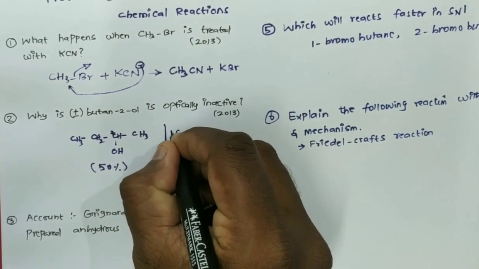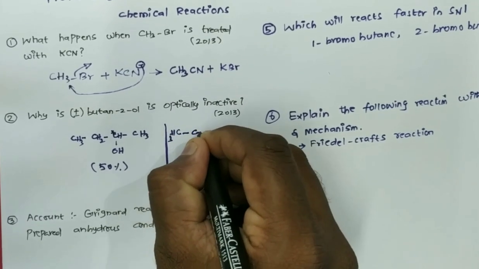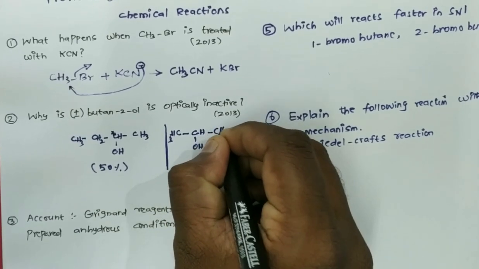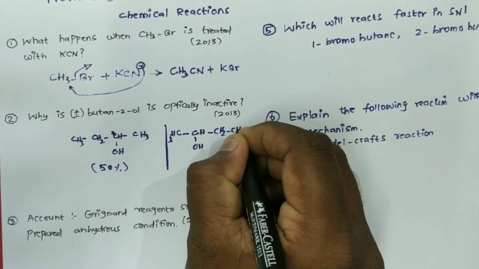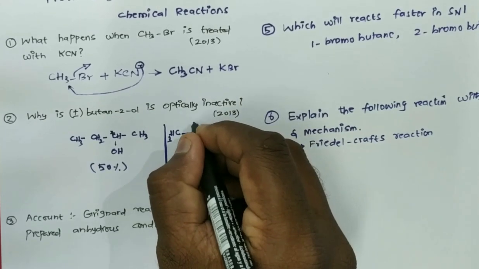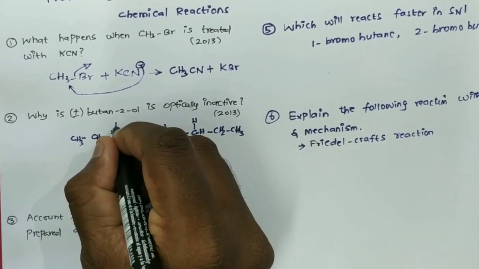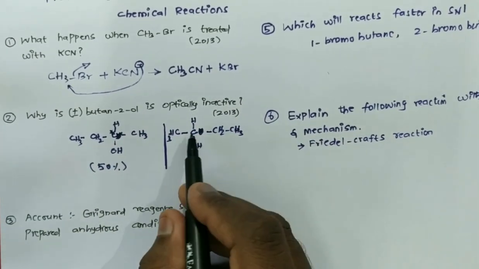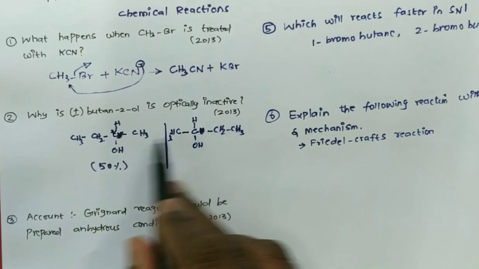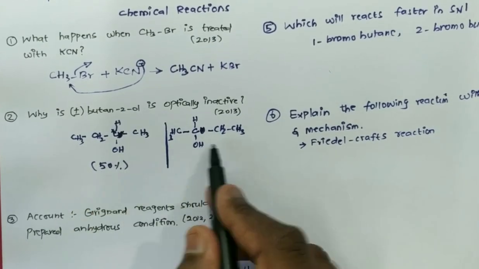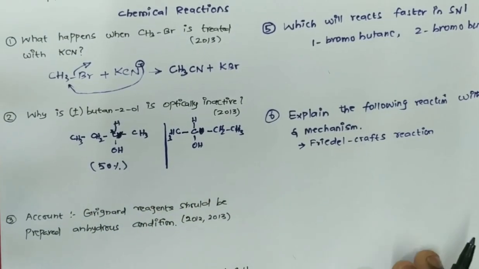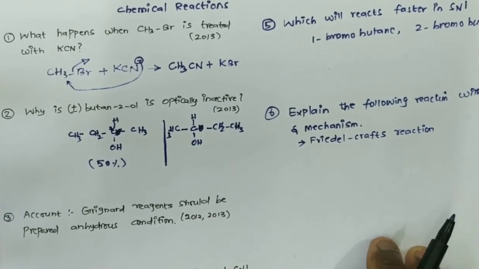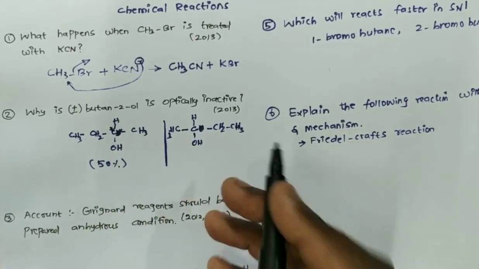CH3, here CH, and here it is OH and CH2CH3. I am going to write this hydrogen like this, and here also I write the hydrogen like this. This will not match, so this is not superimposable. If it is not superimposable, they are chiral. But here these two form enantiomers.